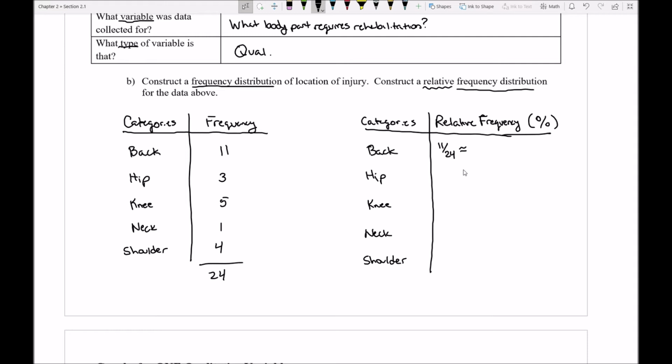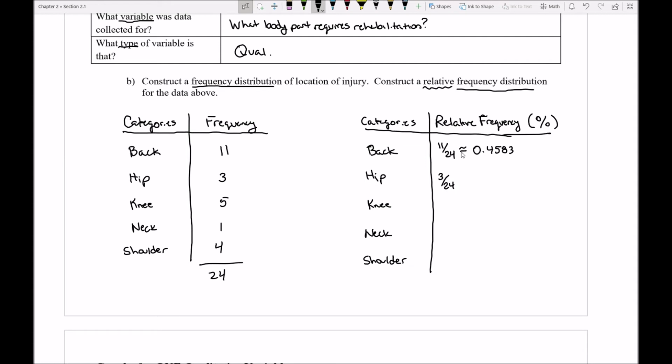I'm going to be doing rounding, and I'm going to ask you to do rounding always in this class to 4 decimal places. Always 4 unless otherwise specified. So if I was to round 11 over 24 to 4 decimal places, I get 0.4583.